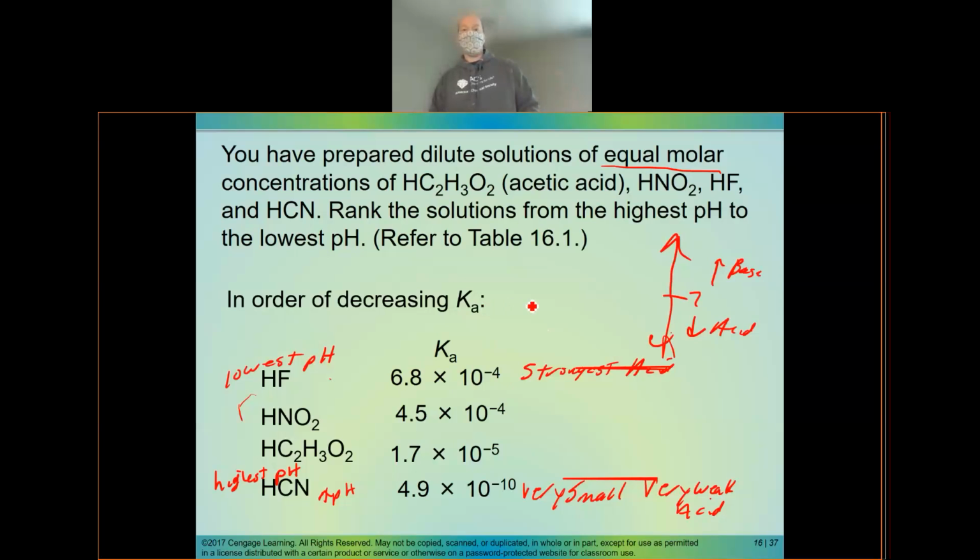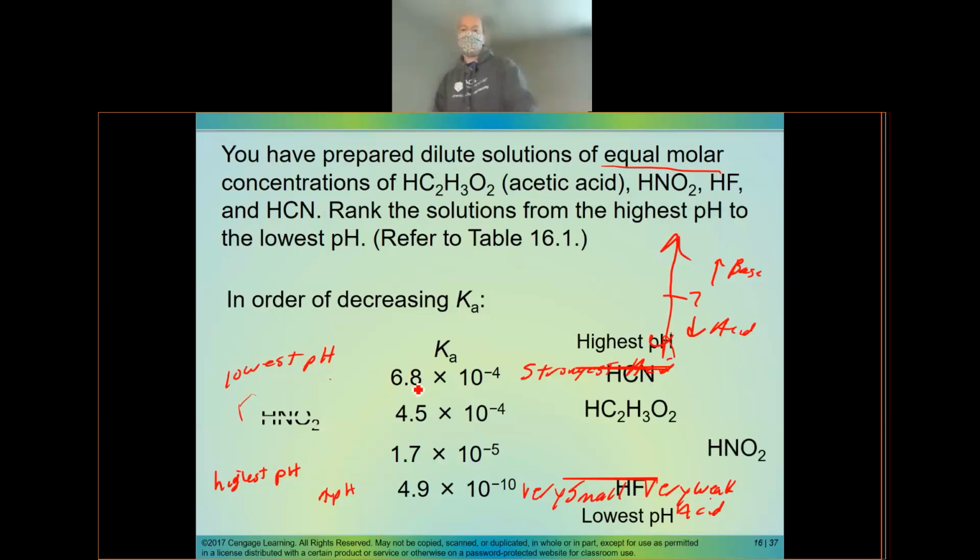And so if we want to go from highest pH to lowest pH, your highest pH is HCN, your lowest pH is HF. So you just plug it in, put that in the order. You need to know that the larger the Ka, the stronger the acid. The stronger the acid, the lower the pH.